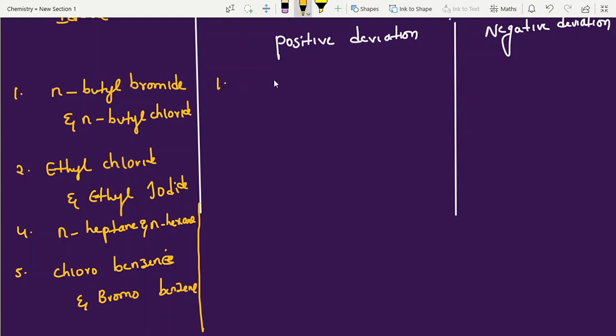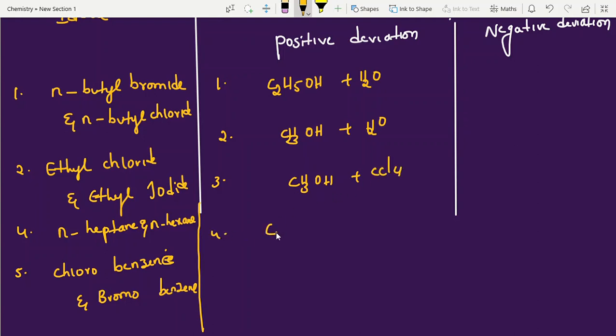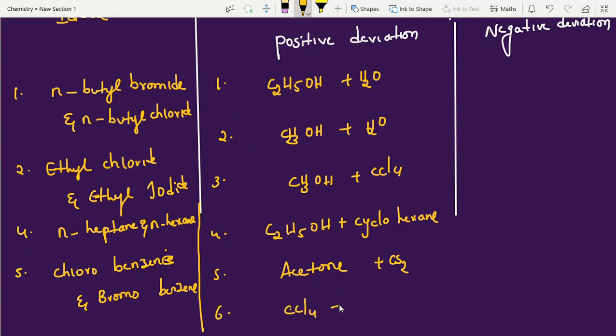Positive deviations, first example: ethyl alcohol and water. Second example, methyl alcohol and water. Next, methyl alcohol and CCl4. Next, ethyl alcohol and cyclohexane. Next, acetone and CS2. Next, CCl4 and toluene.